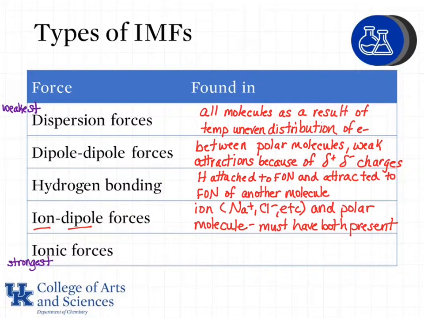The last are ionic forces. These occur from cations and anions. We have a transfer of electrons, which creates a positive and negative charge, and we're going to see the attraction there. We typically call these ionic bonds.